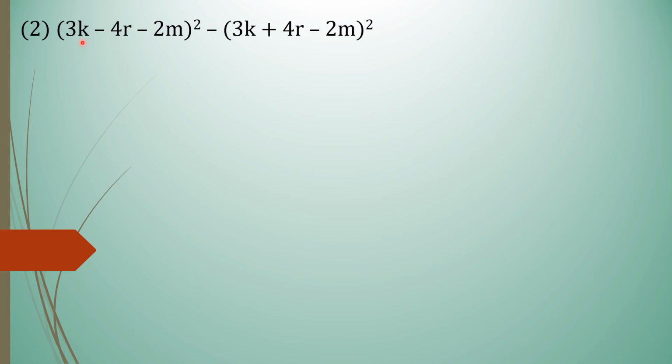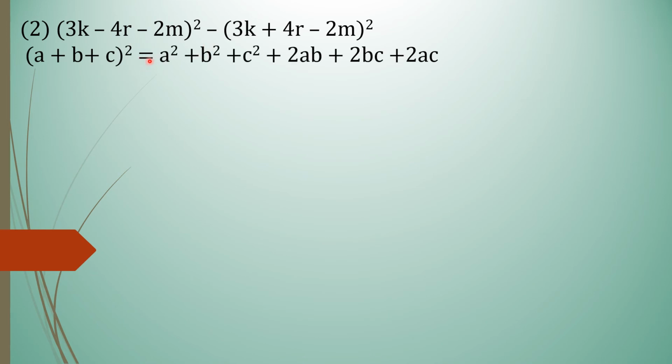Now in next question, what is given? First expression has 3k minus 4r minus 2m the whole square. Then minus, you have to do subtraction between these two expressions. So next term is 3k plus 4r minus 2m the whole square. So we'll use the same formula, that is a plus b plus c the whole square equal to a square plus b square plus c square plus 2ab plus 2bc plus 2ac. Always write the formulas by which formula you're solving. So it also carries marks.